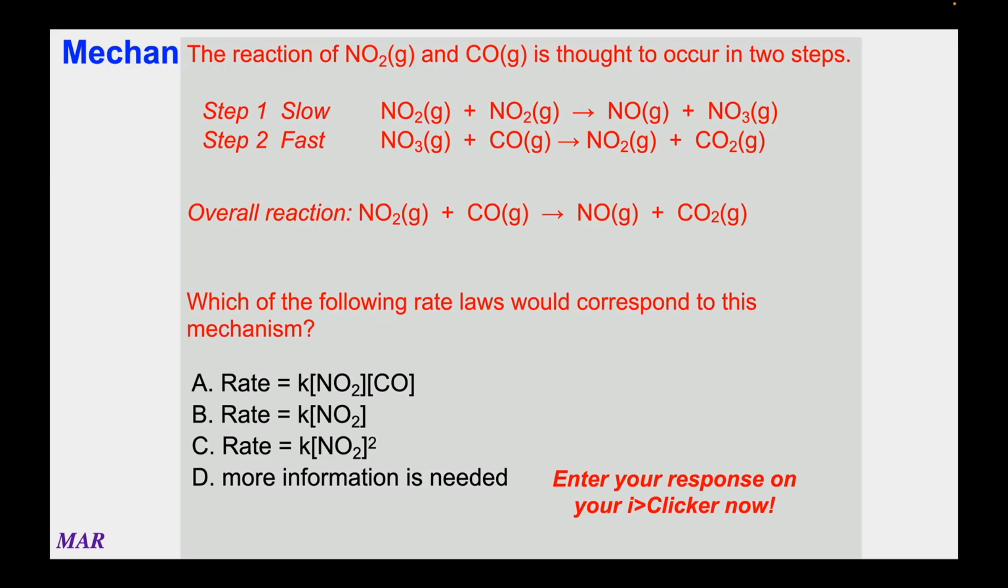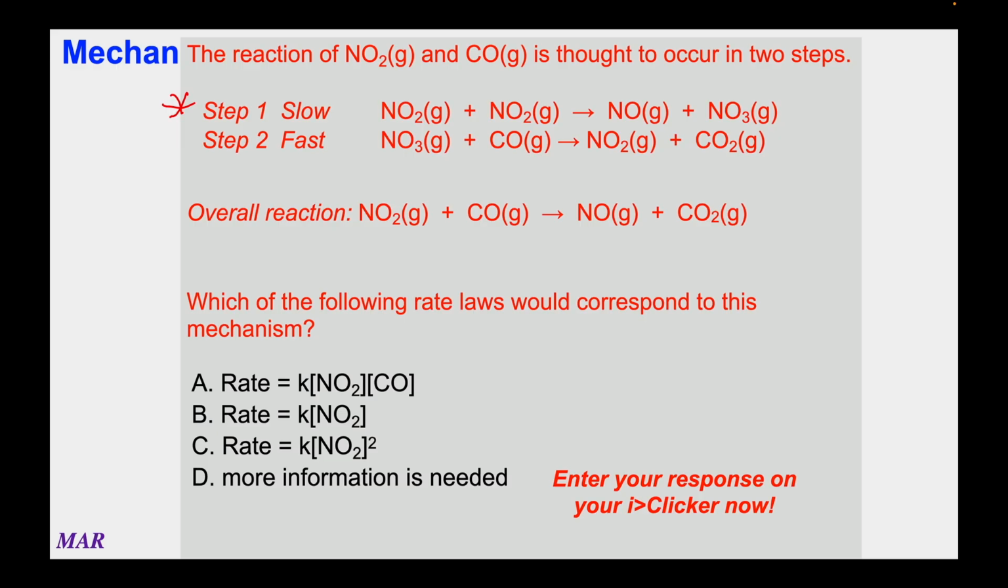In this problem, nitrogen dioxide and carbon monoxide are coming together to make nitrogen monoxide and CO2. This scientist has proposed a two-step mechanism. Step 1 is slow, step 2 is fast. If this is a valid mechanism, which of the following rate laws would apply? The punchline here is that in order to answer that, you want to focus on the slow step, because any reactants in the slow step will appear in the rate law.